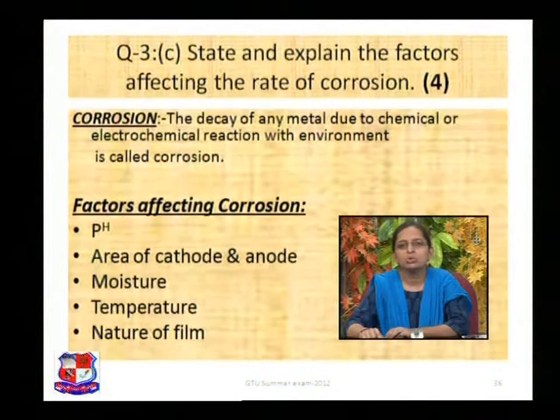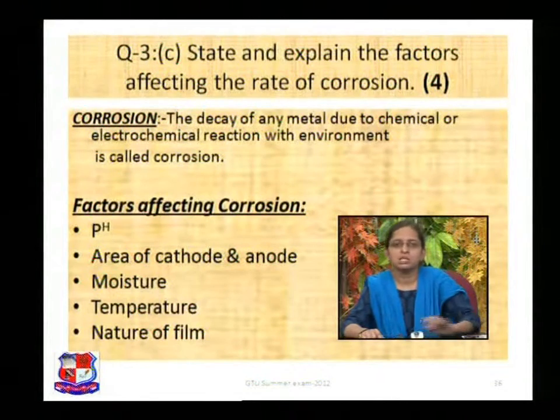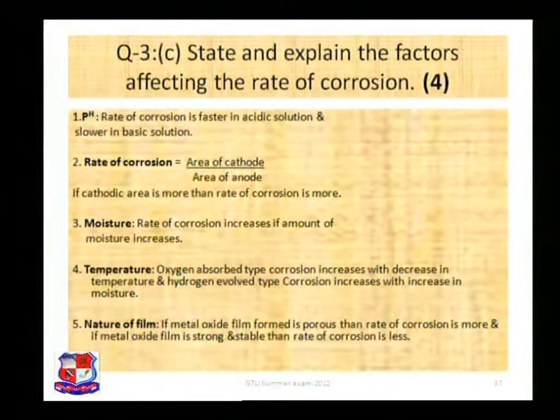Now what you will do is go ahead and explain each and every one of these factors. In that, if you see very clearly, pH is the first factor, and you are very well aware that the rate of corrosion is faster in acidic medium and slower in basic medium.